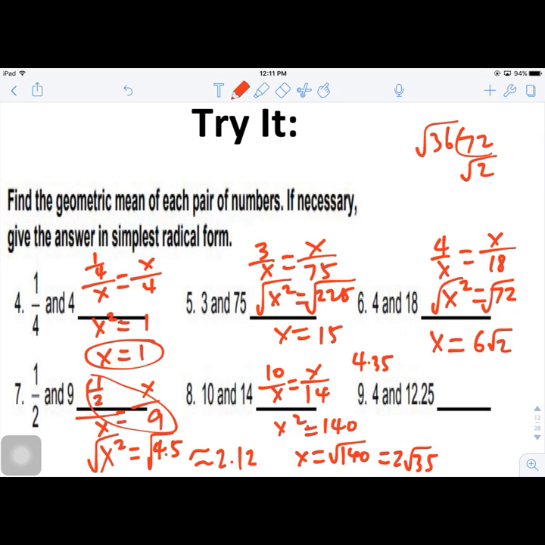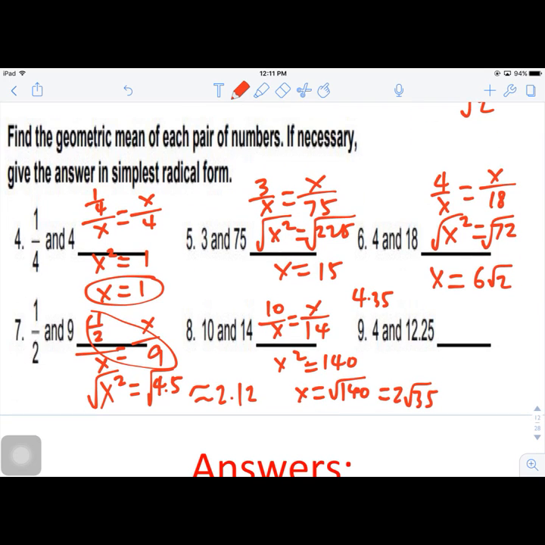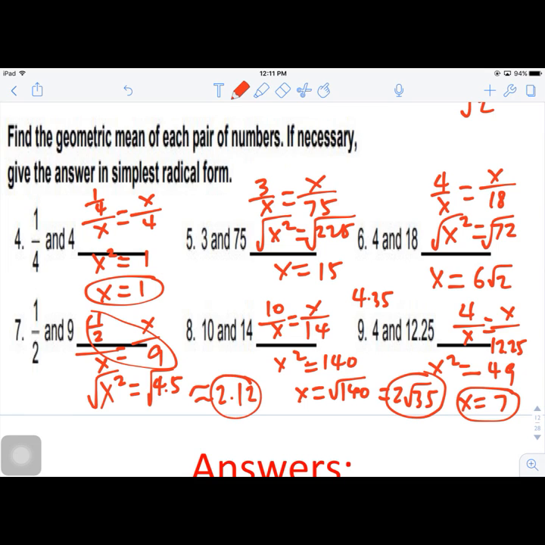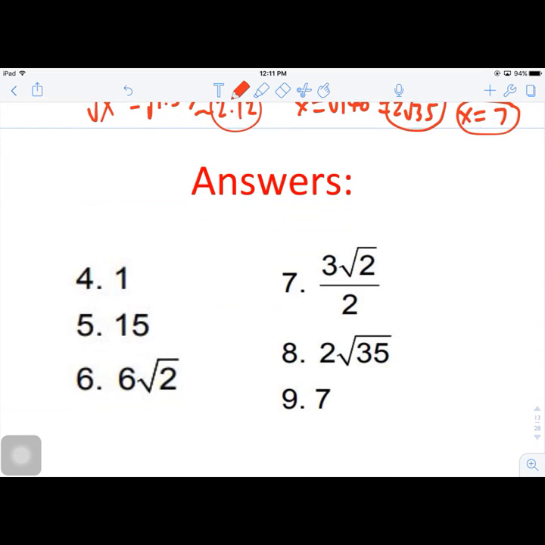And the last one is going to be 4 over x equals x over 12.25. Cross multiplying, I have x squared equals 49. Therefore, taking the square root of both sides, I have x equals 7. So those are the answers for all 6 of these problems. Hopefully you have tried it and got the answers correct.